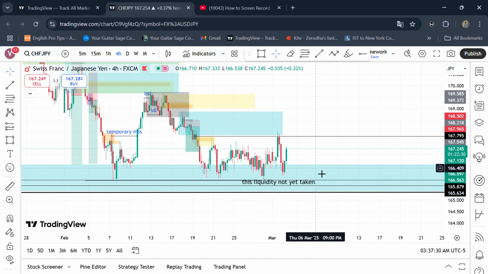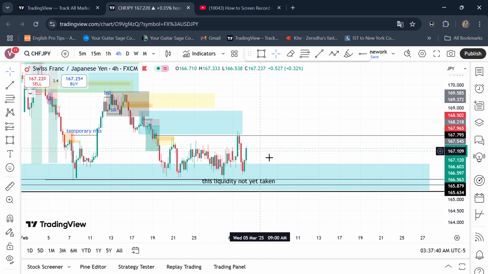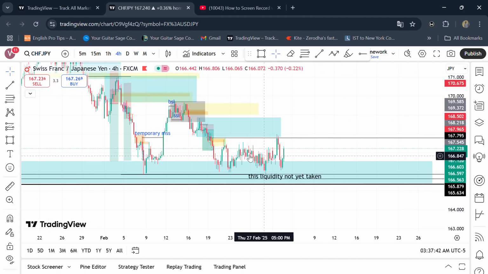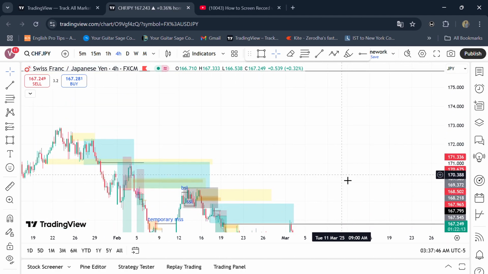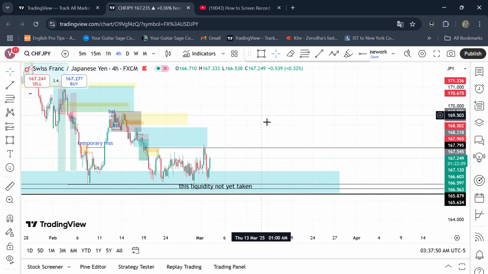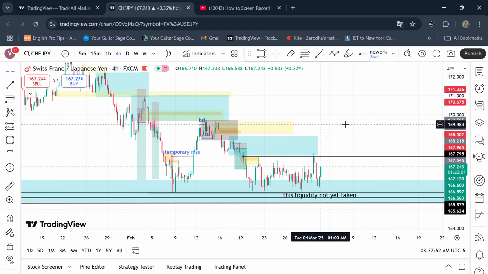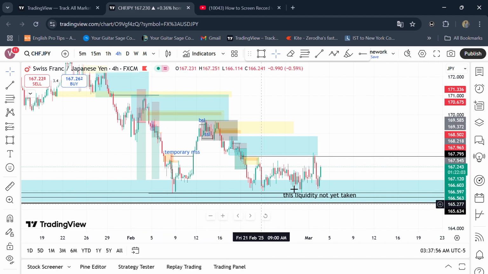But it needs to have that much energy. And that's why, as you can see, for nearly an entire week it has consolidated. What might happen next is consolidation, manipulation, displacement. And we have these levels upside. Let's see how it happens. Yeah, this was my analysis for CHFJPY, and these were all the trades that worked.